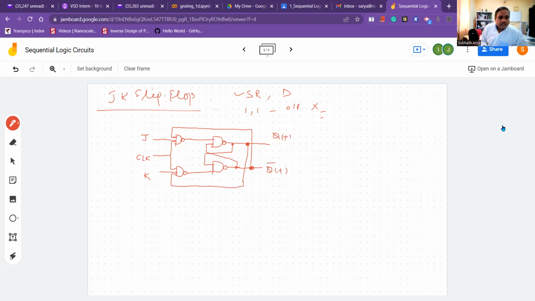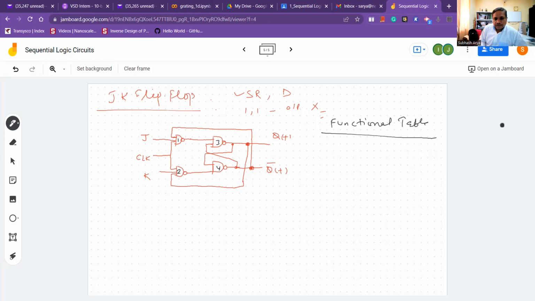I will give numbers so that when we are talking, we understand which gate is meant. This is gate number 1, this is 2, this is 3, this is 4. Gates 1 and 2 are 3-input NAND gates, and gates 3 and 4 are as usual 2-input NAND gates. So let us try to write the functional table here.